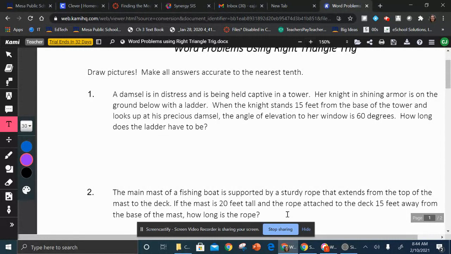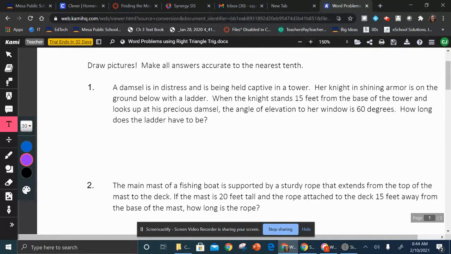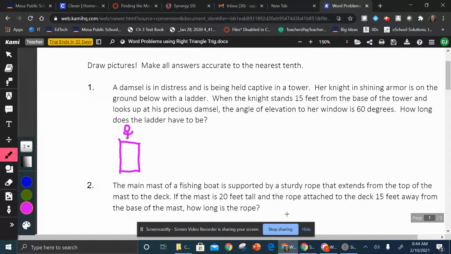Okay, so we have a damsel in distress, and she is being held in a tower. Her shining knight is on the ground below with a ladder. So we have her in the tower, damsel up here. She has a ladder. When the knight stands 15 feet from the base of the tower, so that's 15 feet, and looks up at his precious damsel, the angle of elevation to her window is 60 degrees.